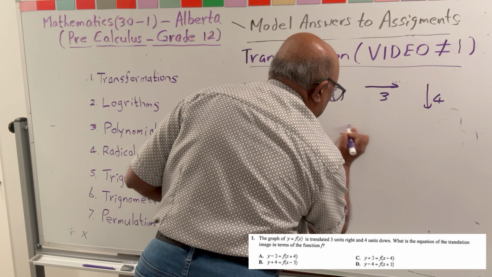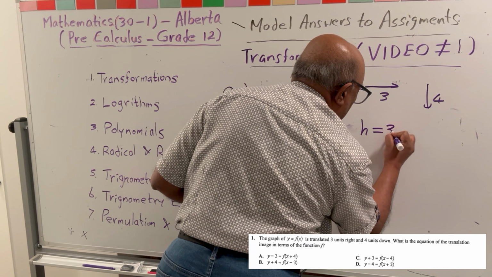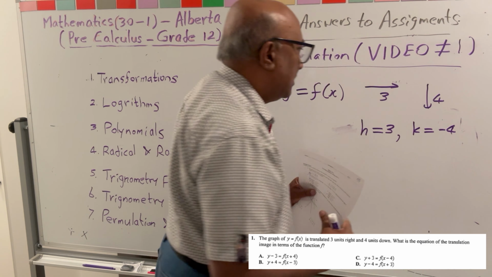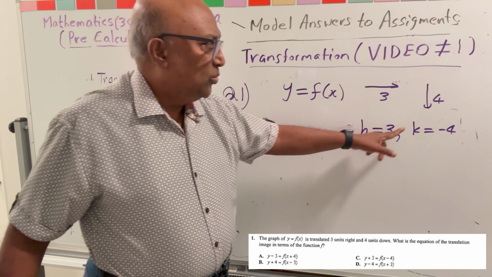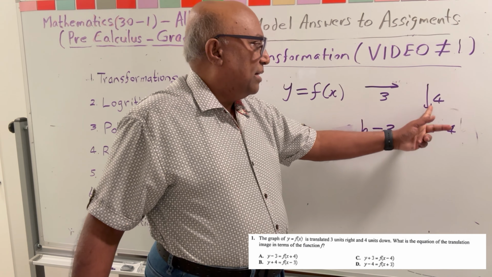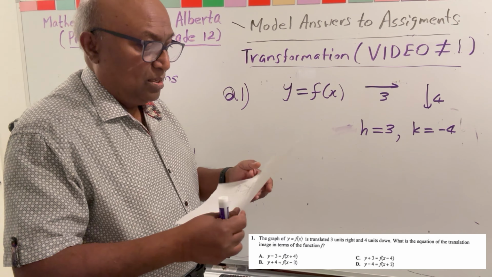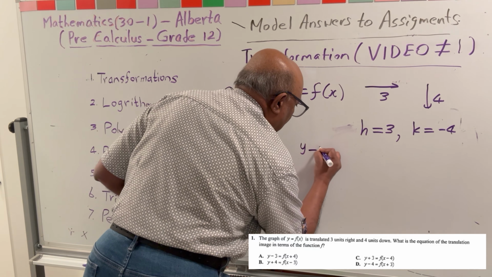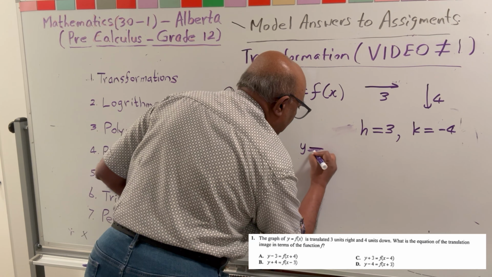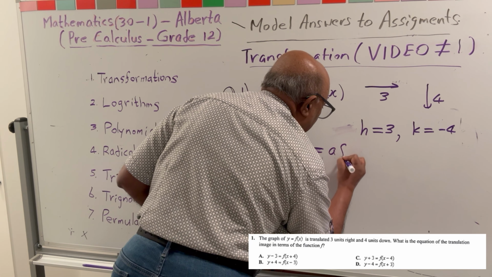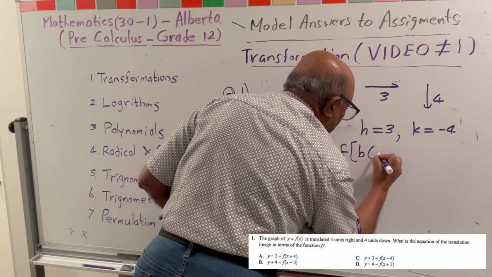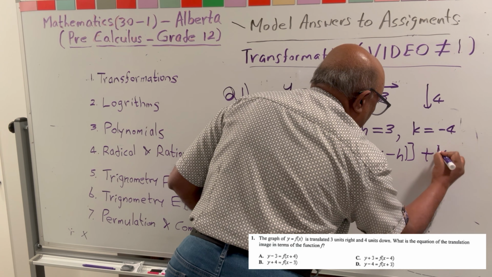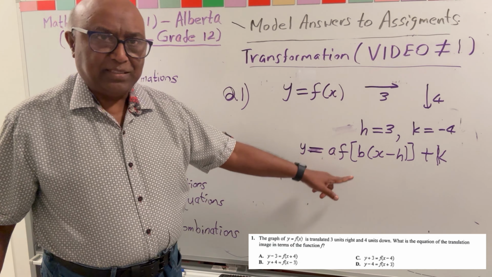H equals positive 3, K equals negative 4. Because this translates to the right, H is positive. Vertical translation happened in the downward direction, so K is negative. Now what's the new function? Because this is the standard notation, y equals a f of b(x minus h) plus k. This is the standard form of the image function.